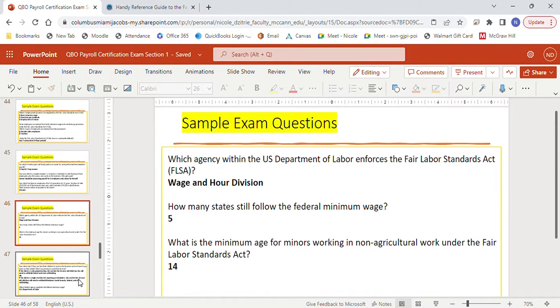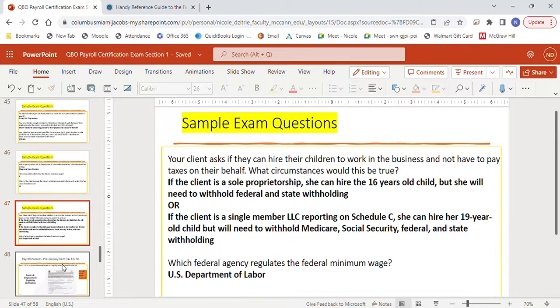Which agency within the U.S. Department of Labor enforces the FLSA? That's the Wage and Hour Division. How many states still follow the federal minimum wage? 5 of them. 5 states. What is the minimum age for minors to work in non-agricultural work? 14. They have to be at least 14 years old to get a job outside of the family farm. Is there another? Yes, there's one more page.